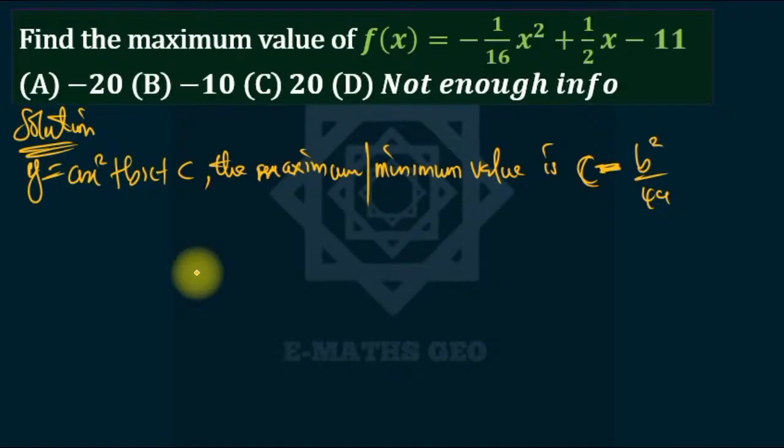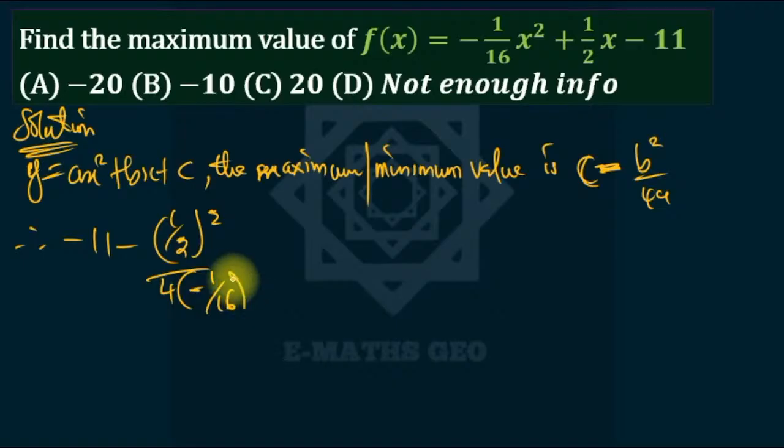Therefore for this we see that the maximum value is c, or c is minus 11 minus b squared. B is half, so half squared over 4 times a is minus 1 over 16. Yes, so this is minus 11 minus, this is 1 over 4.